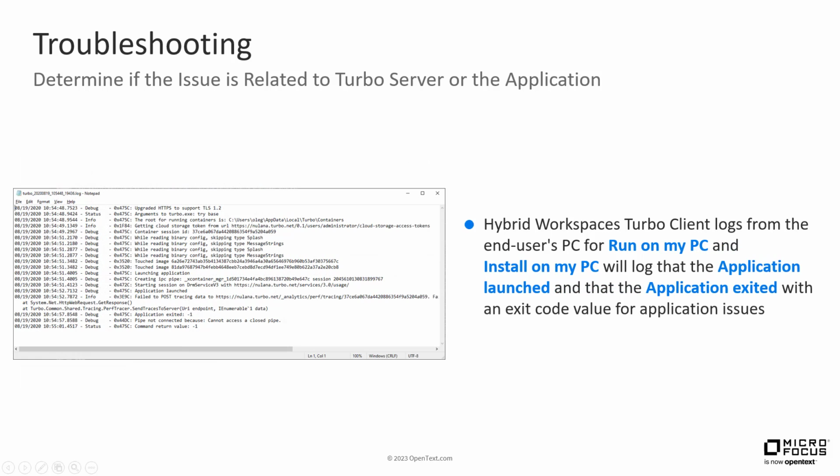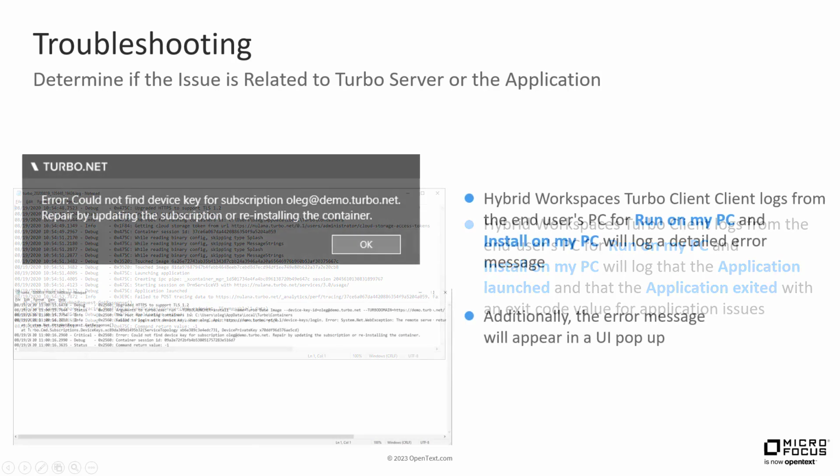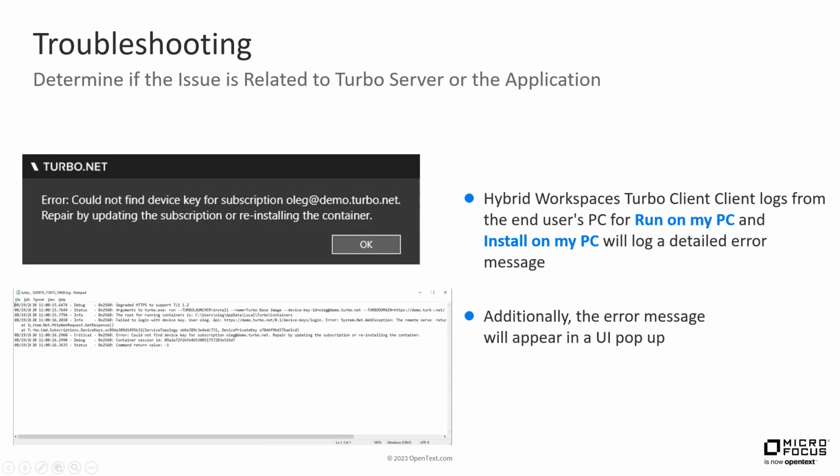If you're running the application locally, which is run on my PC or install on my PC, if you inspect the logs, you'll see the application launched trace over here, and then the application exited with an error code. If you see that, it will indicate that it's a probable application problem, not a server problem. If you see some other error, such as could not find device key for subscription, then it's a problem between the server and the client, and it will typically be accompanied by a UI pop-up for the error.